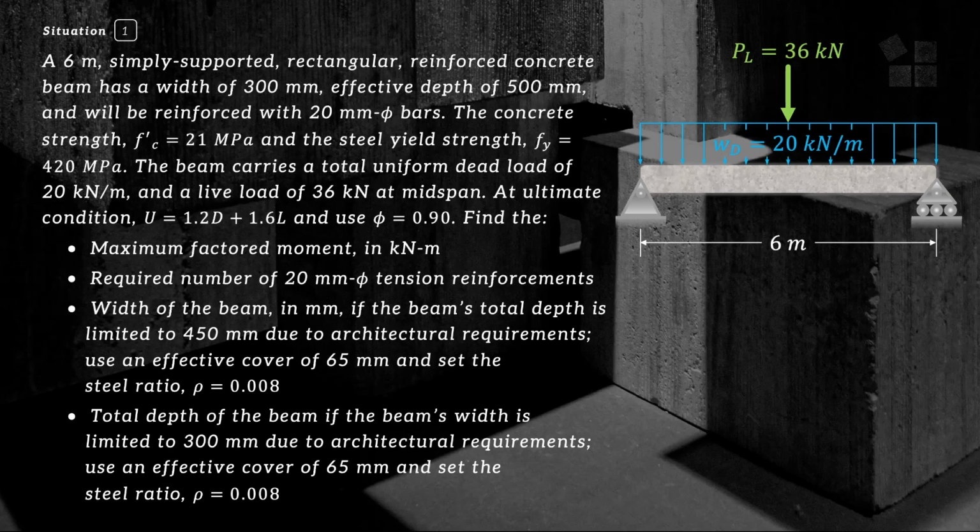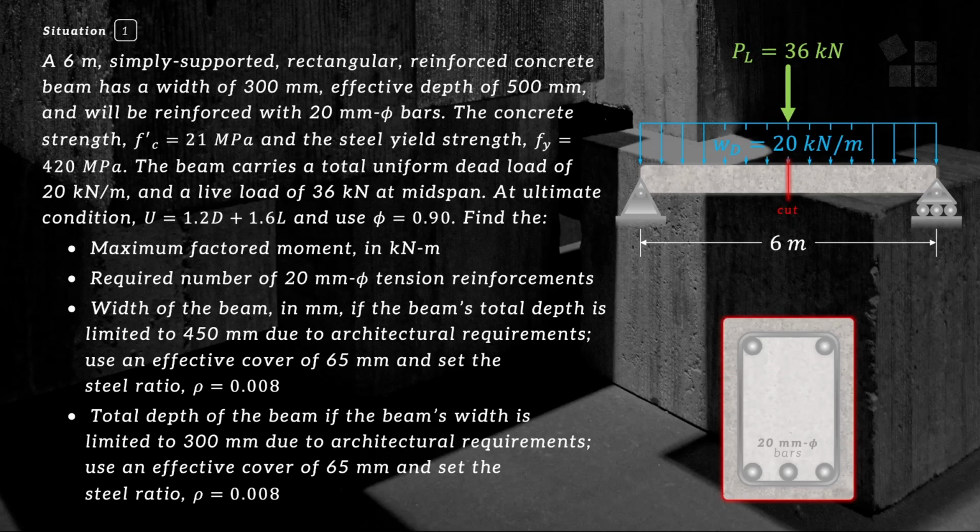From our situation, we are given a reinforced concrete beam, simply supported, has a span of 6 meters, carries a total uniform dead load of 20 kilonewtons per meter, and a live load of 36 kilonewtons located at the midspan. If we cut our beam, say in this part, we can expose the rectangular cross-section of our reinforced concrete beam containing the 20 mm diameter reinforcing bars. As stated, this beam has a width of 300 mm, which is our b, and an effective depth of 500 mm, which is our d.